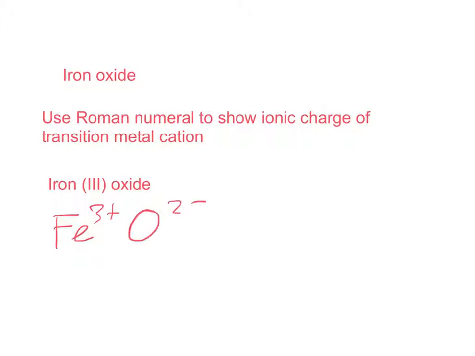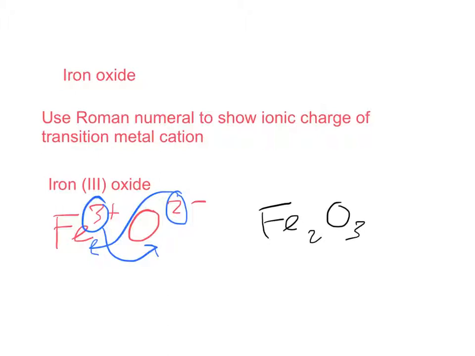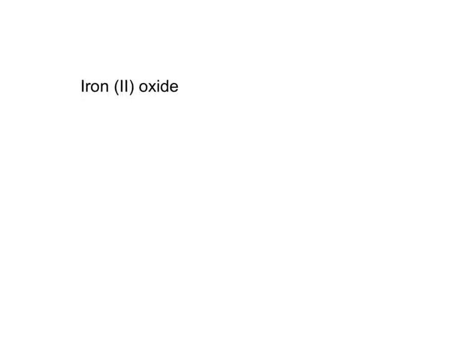And now at this point, we can use our crisscross method. We take the 3 from the iron, we put it there for the oxygen, we take the 2 from the oxygen and put it here for the iron, and the formula is going to be Fe2O3.